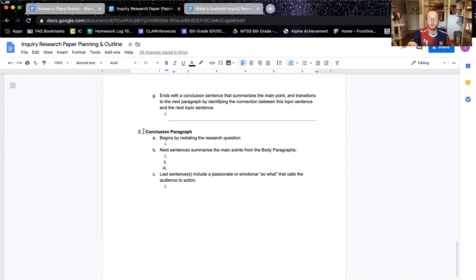And I also have a place for you to organize your ideas for your conclusion. Did you restate the research question? Did you summarize the main points of each of the body paragraphs? And do you have a passionate so what that takes your information and applies it to a larger audience?